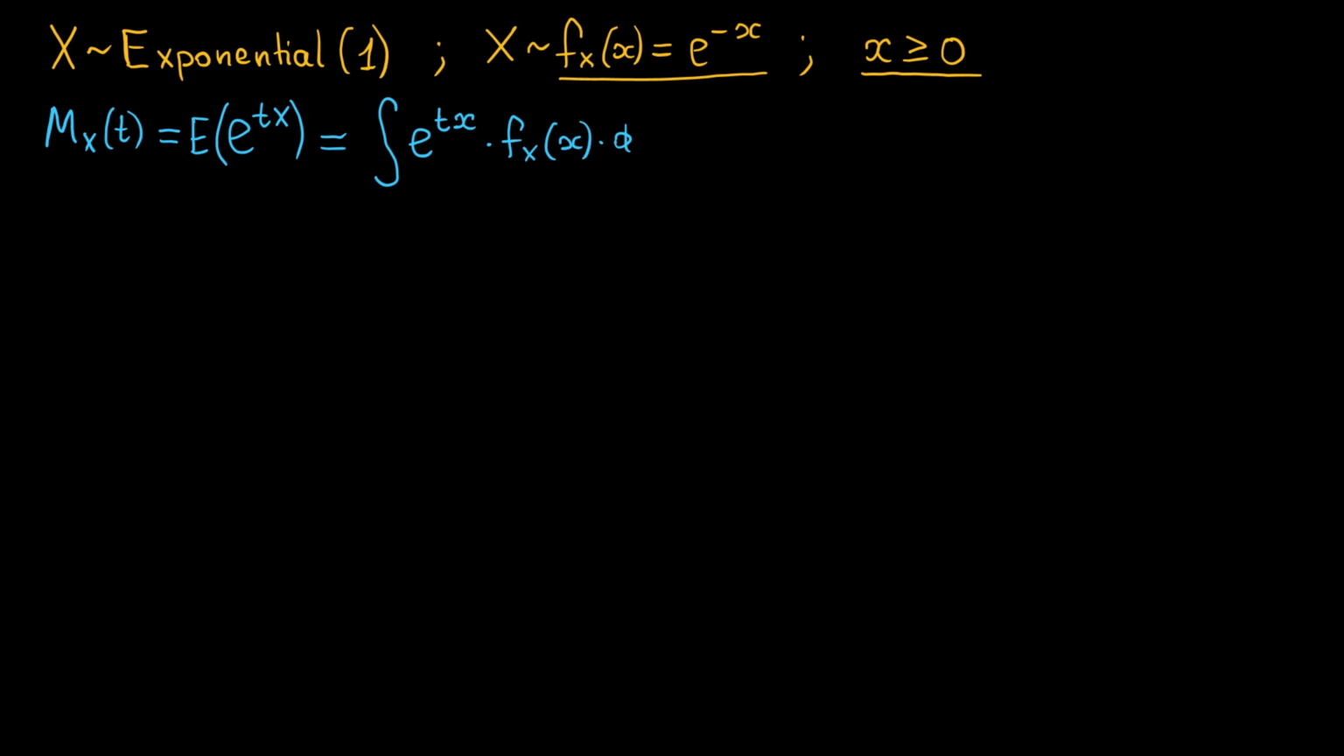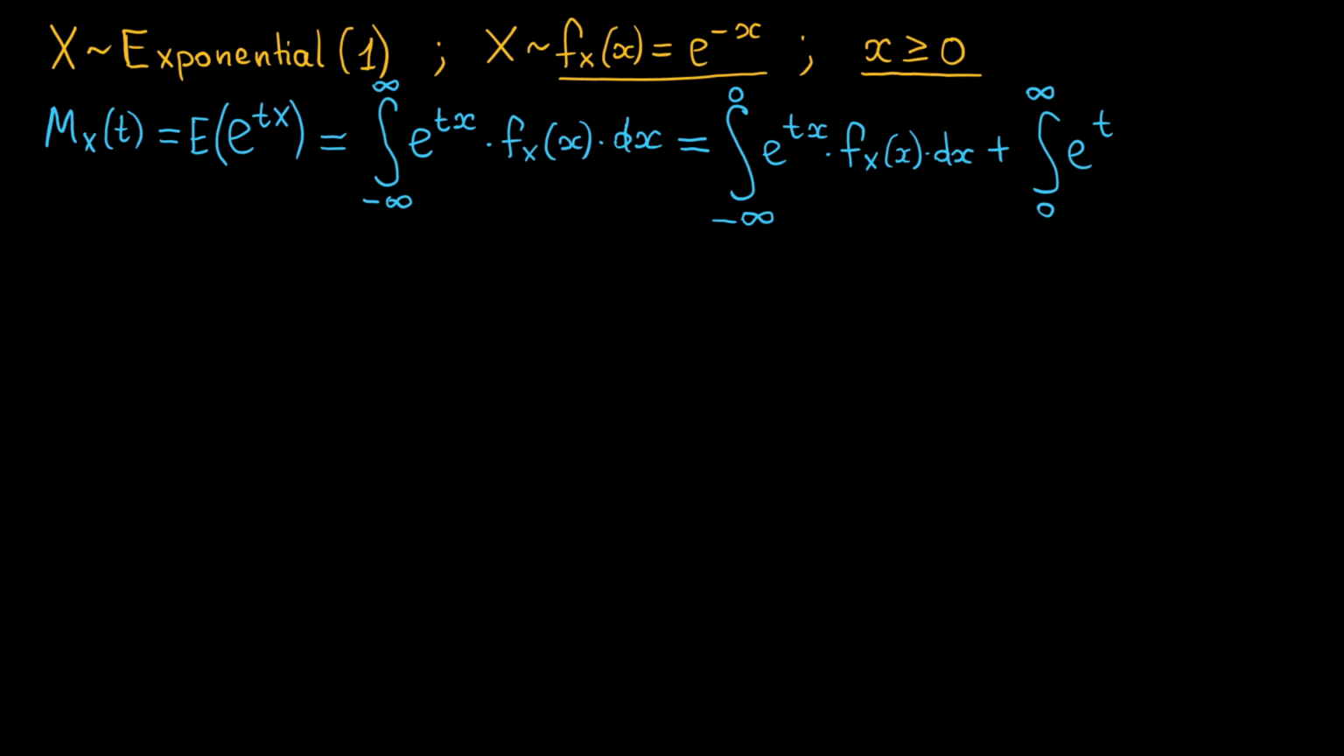And we need a dx since we're integrating with respect to it. And this integral goes over the entire real line. But the support of the random variable is over the positive numbers, so let's break this integral into two. One where we're going from negative infinity to 0, and another one where we're going from 0 to positive infinity.